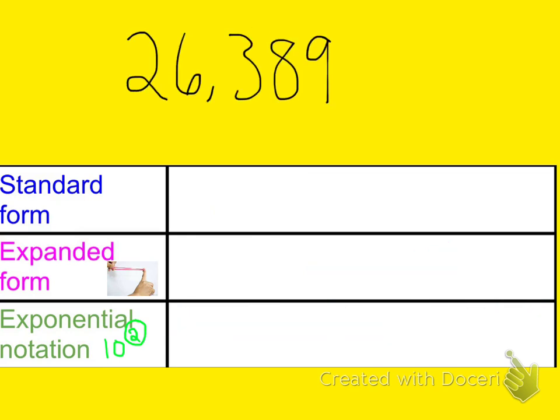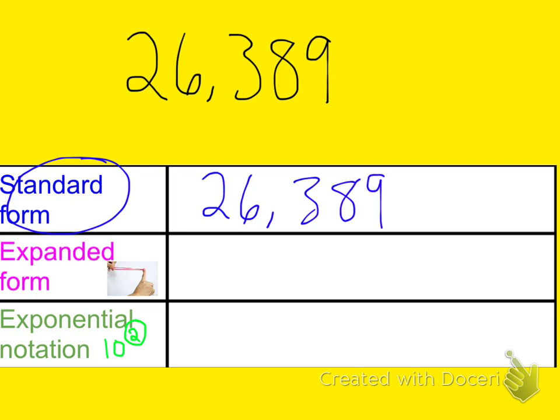All right, let's try one more together. We'll look at the standard form first. Remember, that's just the normal way we write a number. So if we were writing 26,389 in standard form, it's just 26,389. The normal way we're used to seeing the numbers.